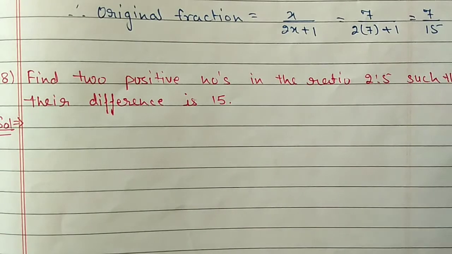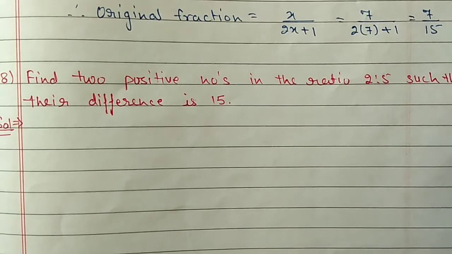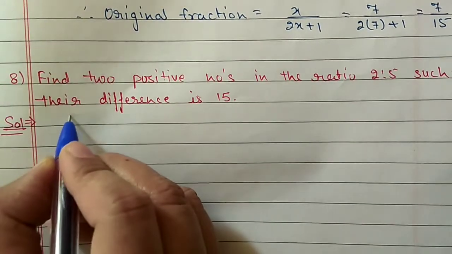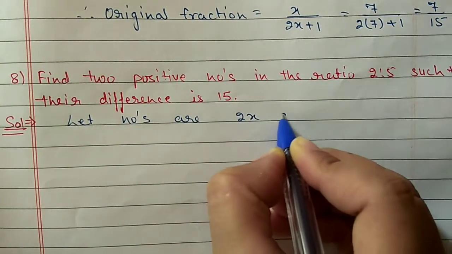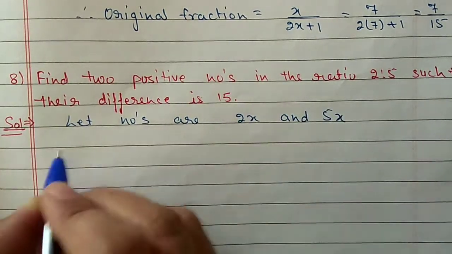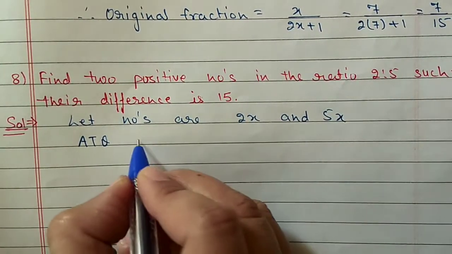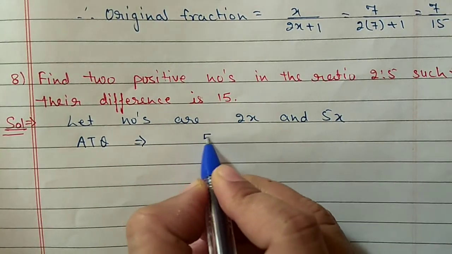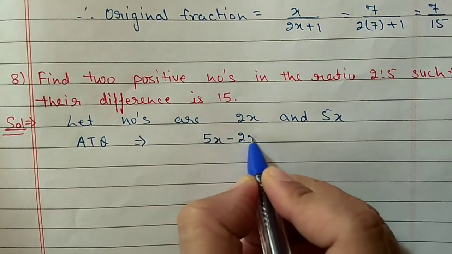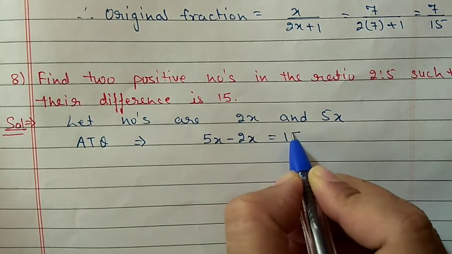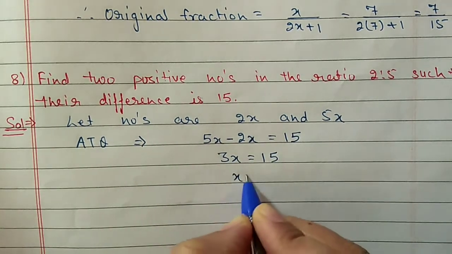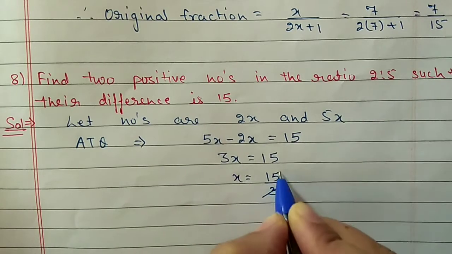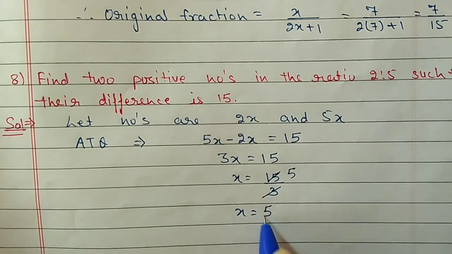Next question number 8. Find two positive numbers in the ratio 2:5 such that their difference is 15. So, because ratio is given, we will take, let the numbers be 2x and 5x. Now, according to the question, their difference is 15. So, difference means we have to subtract. We will keep 5x first because it is bigger. 5x minus 2x is equal to 15. So, 5x minus 2x is 3x equal to 15. So, the value of x is 15 by 3, 5. It means the value of x is here 5.